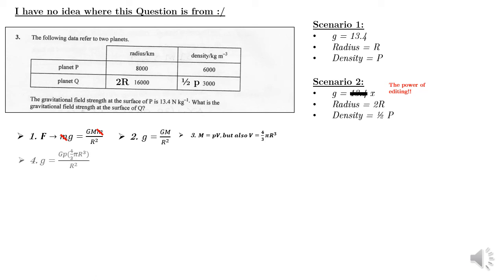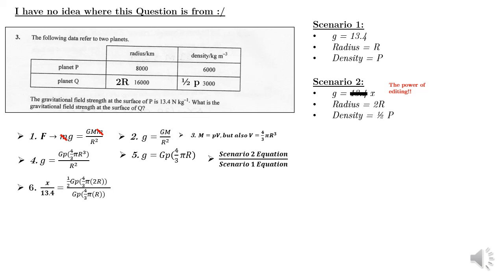So we can put that back into our gravitational field strength equation, and we get gravitational constant times density times 4/3 pi r cubed, divided by r squared. The r cubed and the r squared cancel out the powers, so you just have g equals gravitational constant times P times 4/3 pi r. And as with the last two questions, scenario 2 equation over scenario 1 equation will give us the answer.